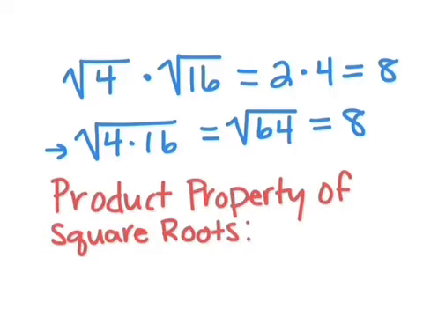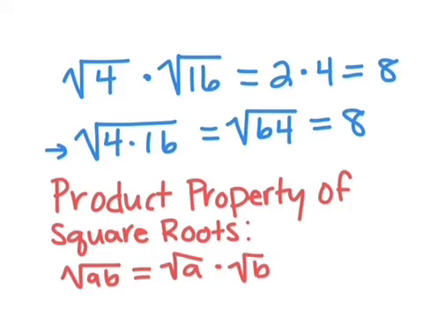This example illustrates the product property of square roots. The product property of square roots tells us that the square root of a times b is equal to the square root of a times the square root of b. This works as long as both a and b are greater than or equal to 0. Let me show you a number example on the next slide.